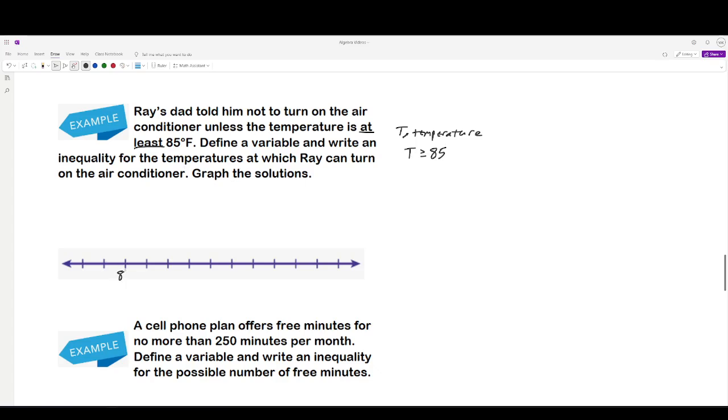So 85 will be here. He can turn on the thermostat if it is 85. That's inclusive, so we'll blacken that and darken that in. And then we'll say all temperatures greater than 85 degrees Fahrenheit. So that means if the temperature, and to double check ourselves, so this would be like 90, 95, 100.